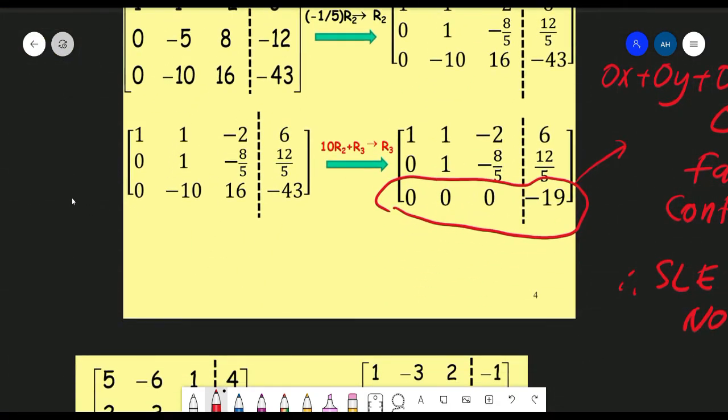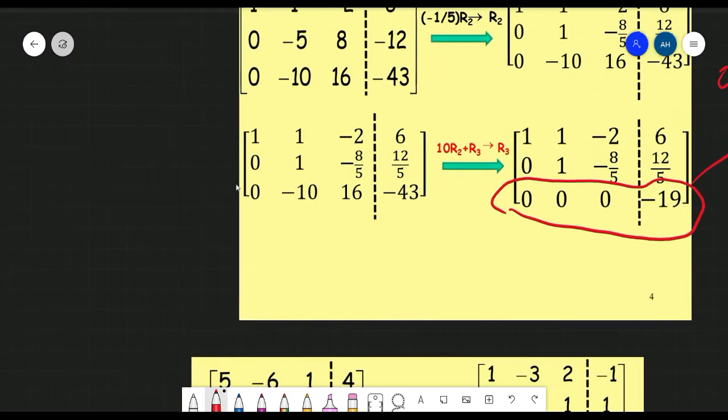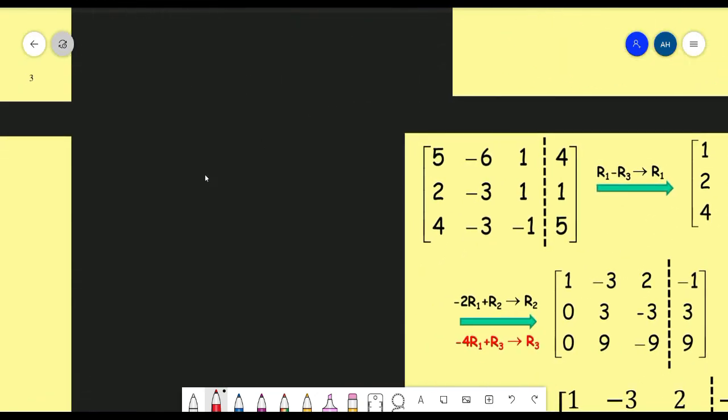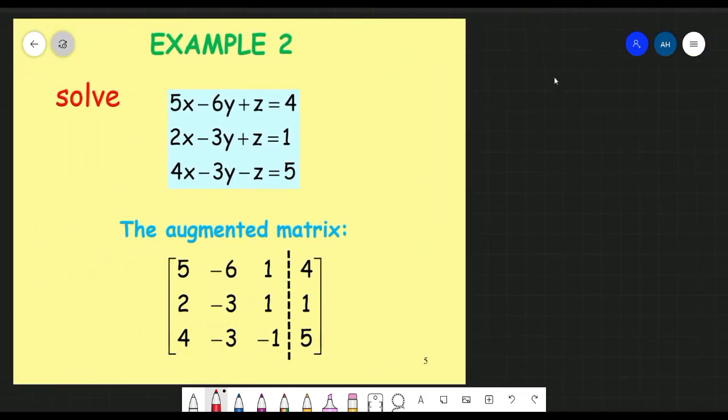Okay, we are finished with the case where we have no solution. Whenever we have a statement like this, 0, 0, 0, and then a number on the right hand side, that is a contradiction. Now, let's proceed with our example number 2.